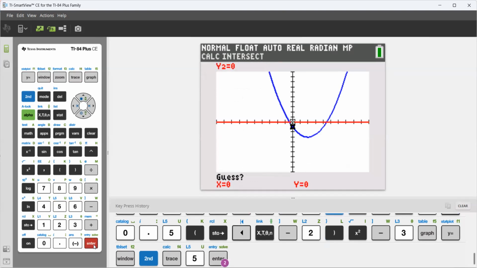Enter, enter, enter. So what do we have for the first one? 2 decimal places, that's fine. So negative 0.45. Now what about the second one? Again, make sure that y is 0 here because that's what you're looking for, the x-intercept.